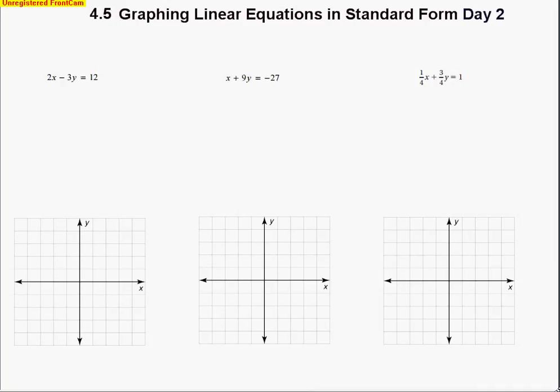This is day 2 on Chapter 4, Section 5, titled Graphing Linear Equations in Standard Form. So remember that standard form, as we talked about yesterday, is in which we see ax plus by equals c. Basically the x term and the y term are on one side of the equal sign, and the constant is by itself. And when it's in this form, we can use intercepts.